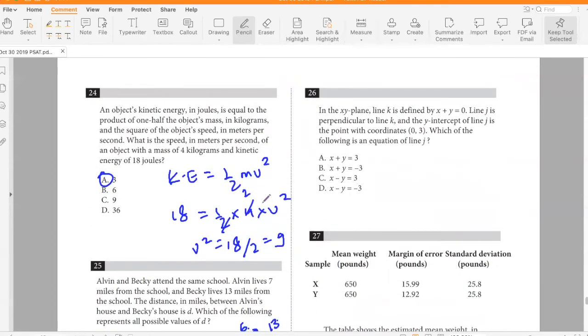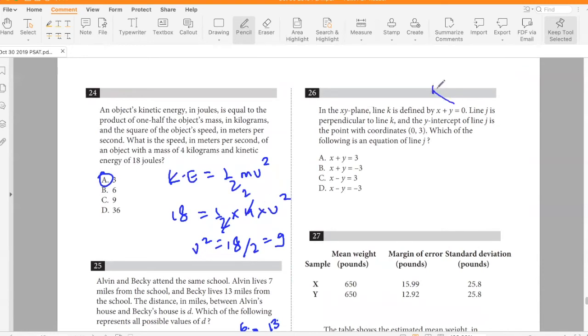In the xy plane, line K is defined by x plus y is 0. Line J is perpendicular to line K and the y-intercept of line J is the point with coordinate (0, 3). Which of the following is an equation of line J?